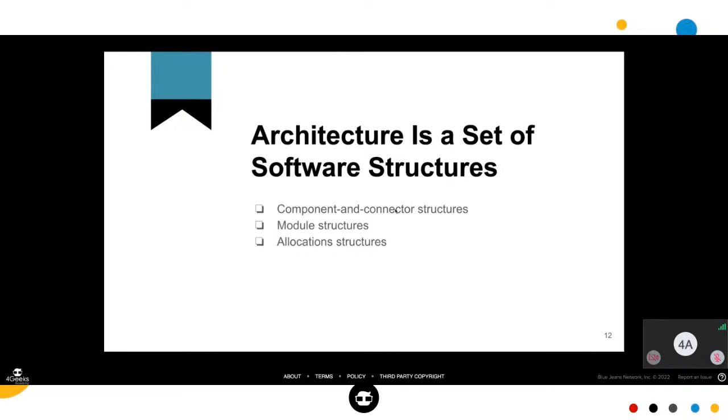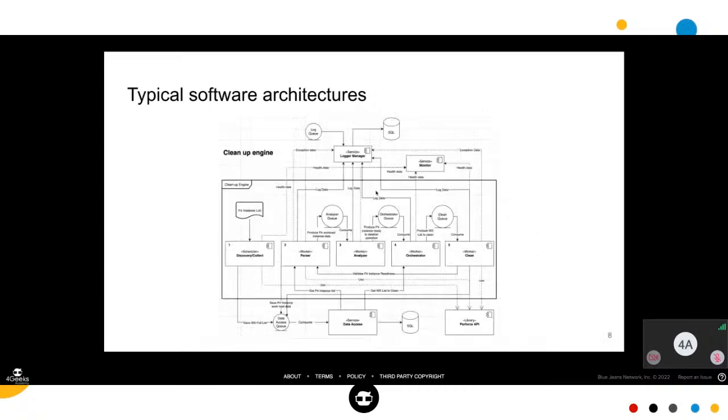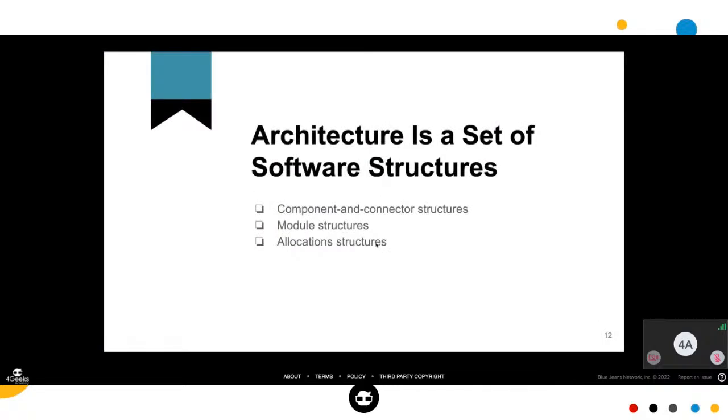This is mostly associated to runtime components, units of computation, the connectors between them, and the communication between them, right? Then the modules: architectural elements that are units of implementation. Normally, we can say it could be a module, another module, and the relation between them, right? And the allocation structure: software elements and their relationship to the external environment in which the software is created and executed. This is more implementation, right?